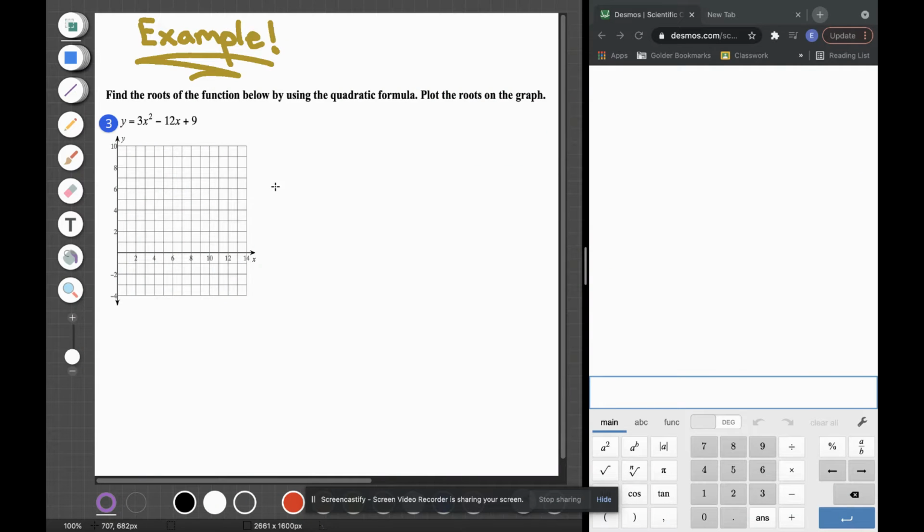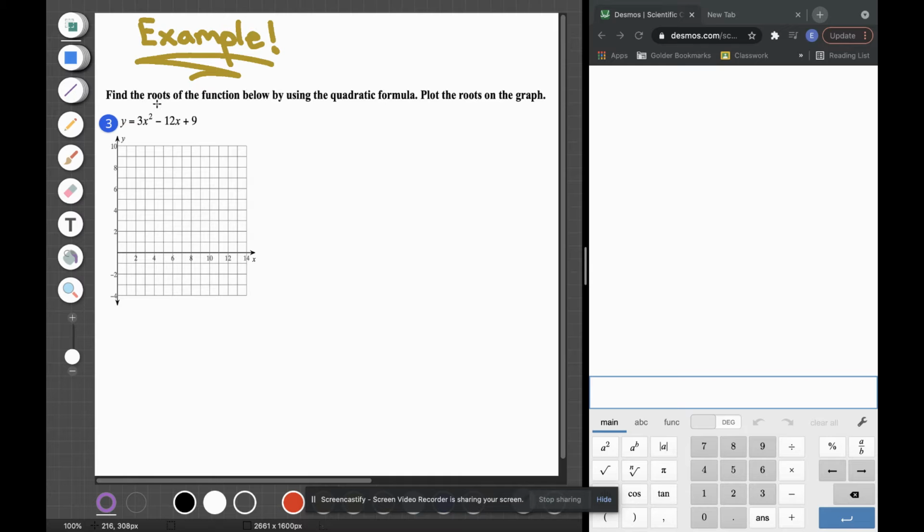All right, we're going to start with our example for number 3. Again, this is an example, not the problem itself. Okay, so find the roots of the function below by using the quadratic formula. Plot the roots on the graph.